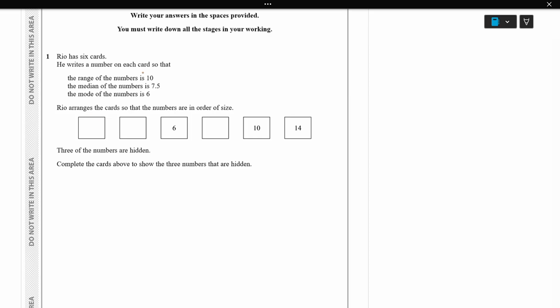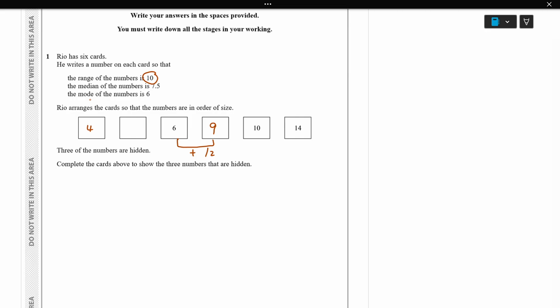So the range is 10. The range is the highest data minus the lowest data, equal to 10. So the highest one is 14, obviously the lowest one is 4, then the difference is going to be 10. Next, the median of the numbers is 7.5. Here there is an even number of data, so first we add the middle 2 values, then divide by 2 to get 7.5. Before dividing by 2 it was 15, so 6 plus 9 is 15, then the median is going to be 7.5. So we found this number.